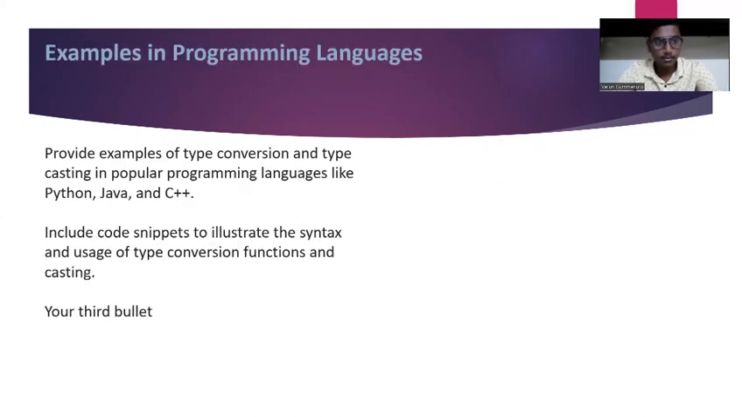Finally, we will discuss examples in programming languages. Provide examples of type conversion and typecasting in popular programming languages like Python, Java, and C++. Include code snippets to illustrate the syntax and usage of type conversion functions and casting. And another example in programming language is your third bullet.